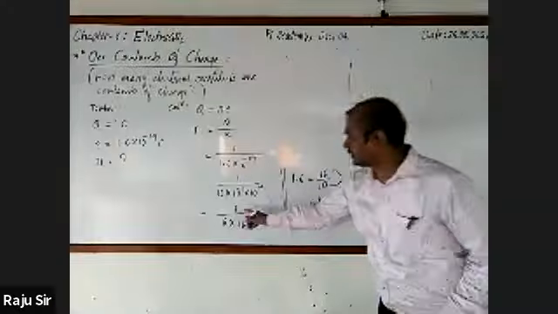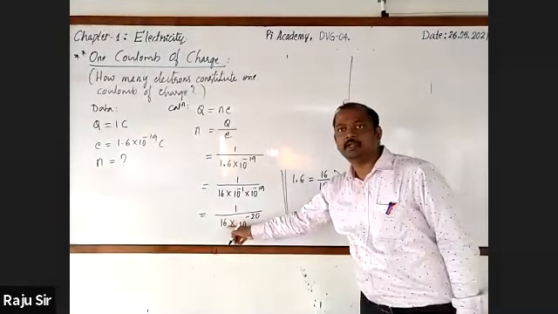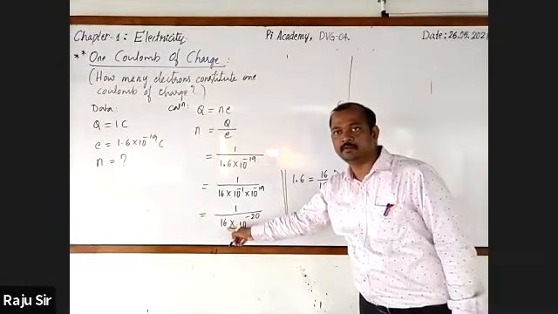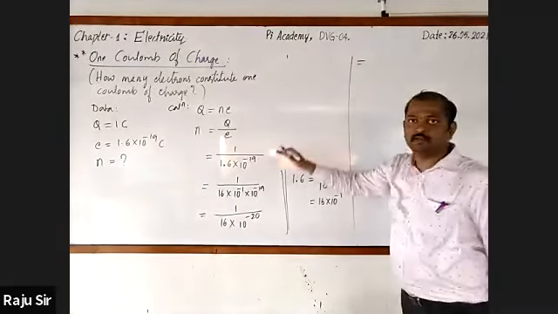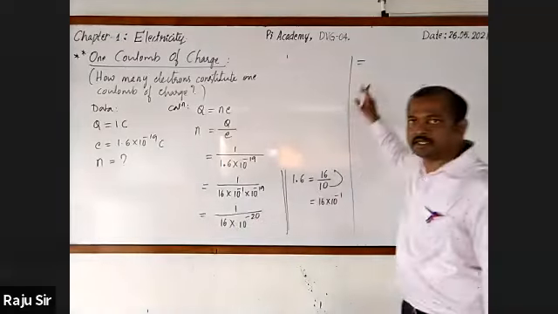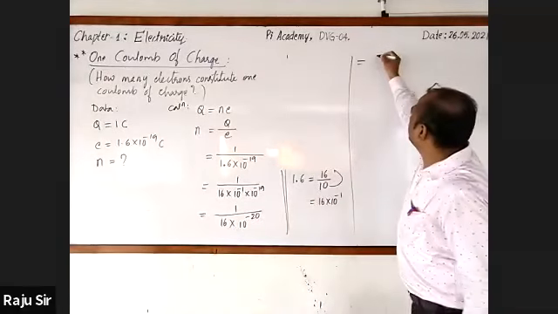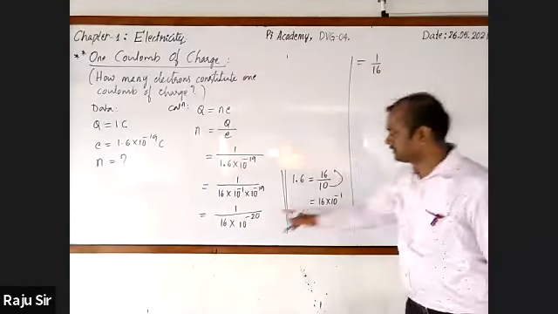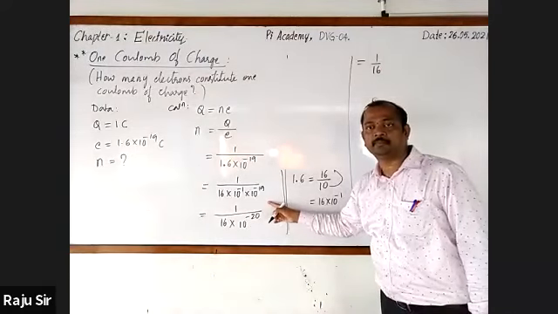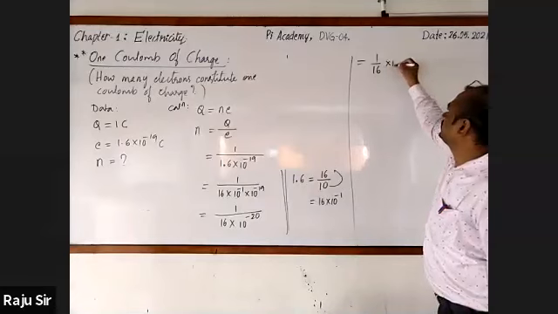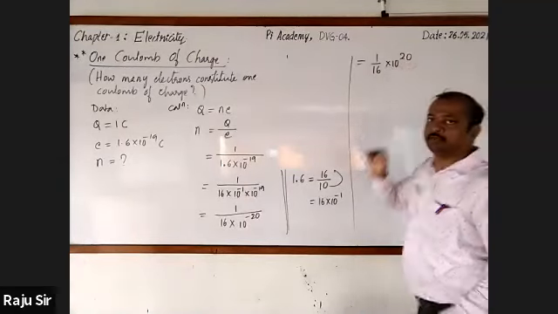Next, observe. Here, 1 should be divided by 16. To make you understand this calculation, I'm extending one more step. I'll write 1 by 16 as it is. Now take 10 raised to the power minus 20 to the numerator. It becomes 10 raised to the power plus 20.